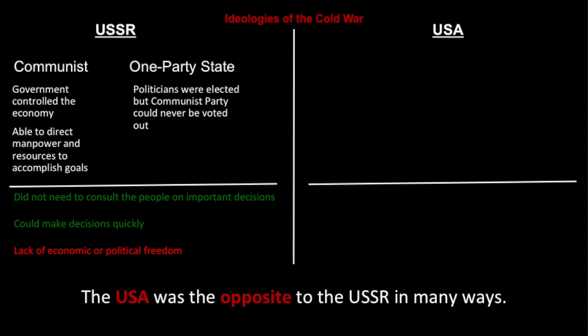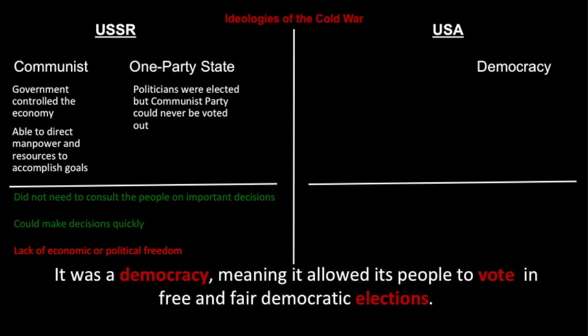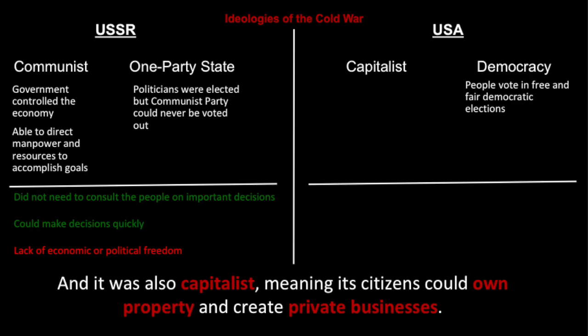The USA was the opposite of the USSR in many ways. It was a democracy, meaning it allowed its people to vote in free and fair democratic elections, and it was also capitalist, meaning its citizens could own property and create private businesses.